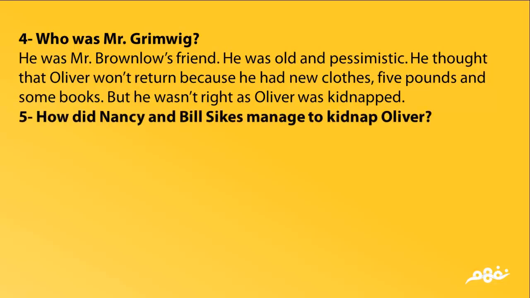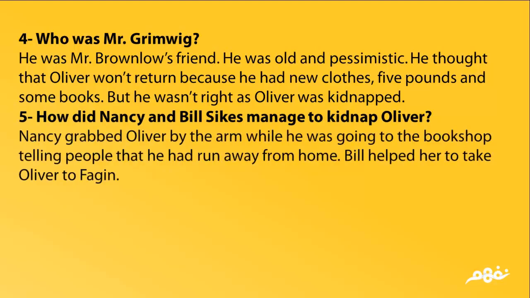How did Nancy and Bill Sikes manage to kidnap Oliver? Nancy grabbed Oliver by the arm while he was going to the bookshop, telling people that he had run away from home. Bill helped her to take Oliver to Fagin.